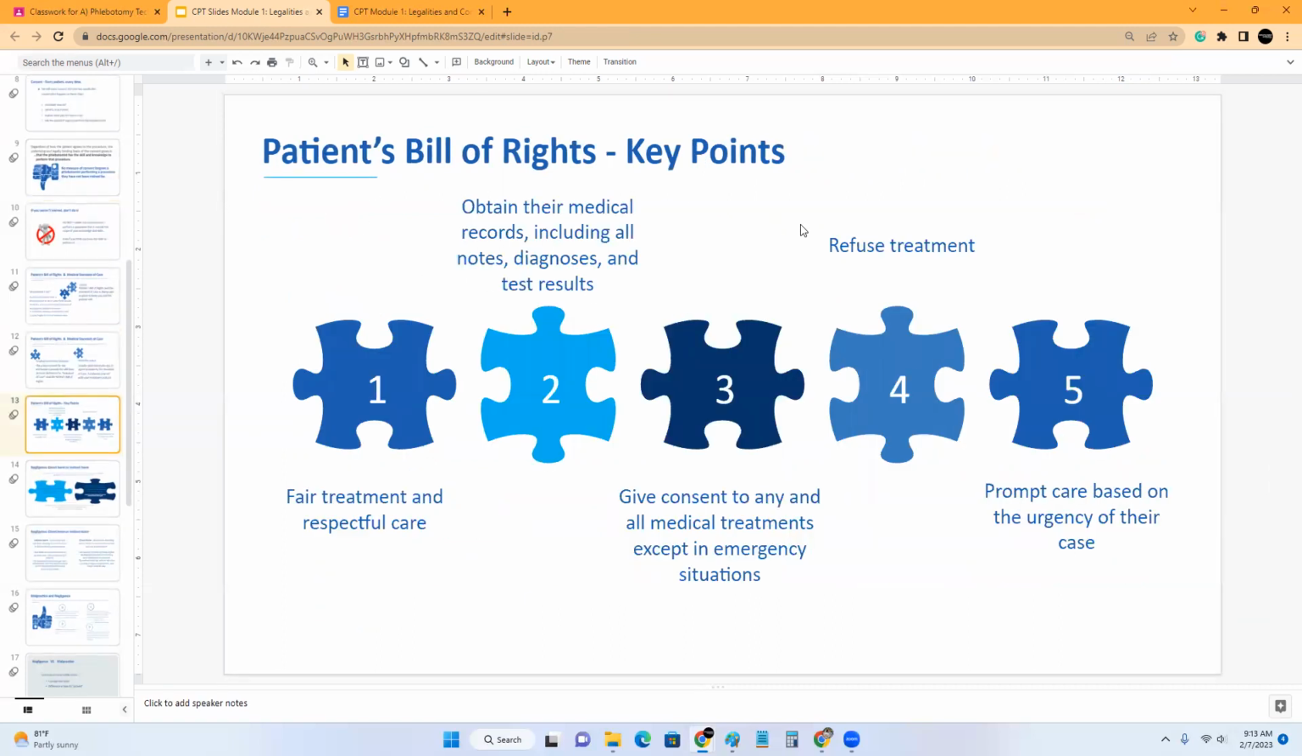Patient Bill of Rights, key points that will be included in every facility's patient's Bill of Rights: fair treatment and respect for care; obtain their medical records and include all notes, diagnoses, and test results; give consent to any and all medical treatments except in emergency situations; to refuse treatment; prompt care based on urgency of their care. So these are all the patient's rights. The patient themselves has the right to these 5 things, and it will be outlined in every patient Bill of Rights, or it should be.